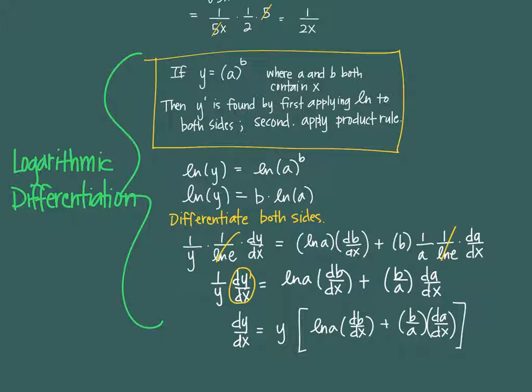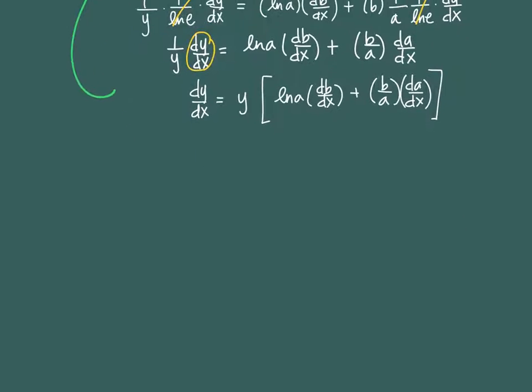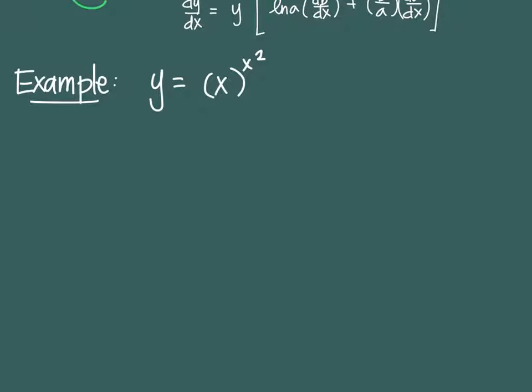The best time to do this is when both the base and the power have an exponent. So let's do a problem where both of them have an exponent. Let's say that y is x to the x squared. This would be a perfect example of when you would want to use logarithmic differentiation because a variable is both in the base value and in the exponent value.